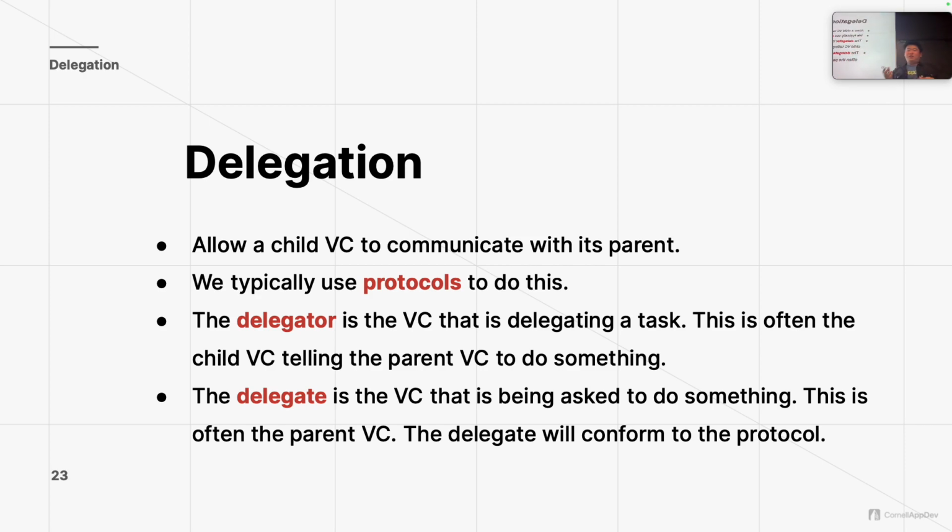Some more terminology you should be familiar with. The delegator is the VC that is delegating the task. It is often the child VC telling the parent VC to do something. So the delegator is the view controller that asks the other to do something, whereas the delegate is the VC that is being asked to do something. In this case, it would be the parent VC that the child view controller is asking to do something. Again, the delegator is asking the delegate to do a task, and the common language they do it through is the protocol.